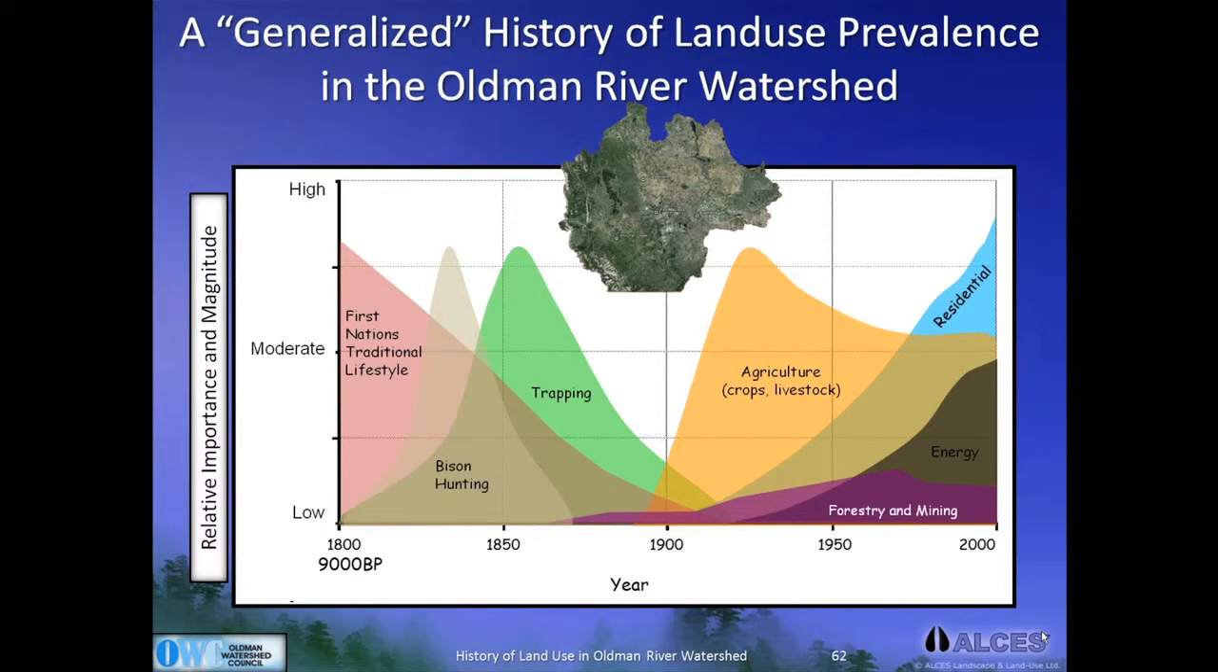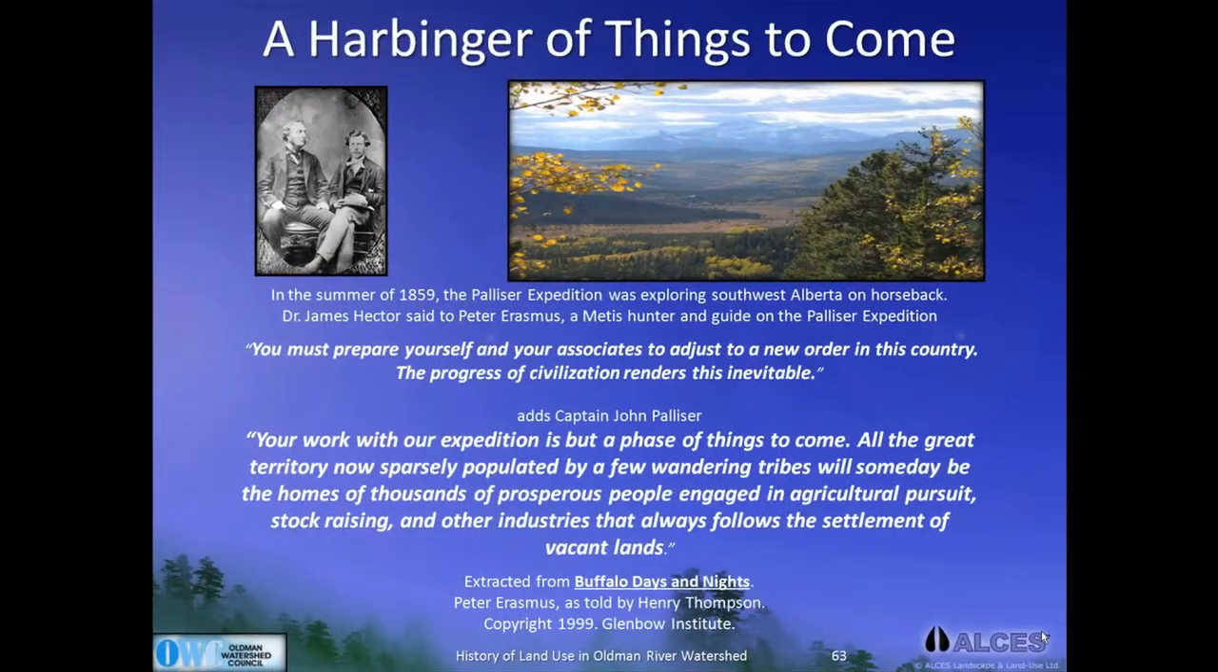But at about that point was the Palliser expedition. Interesting, as a harbinger of things to come, in the summer of 1859 the Palliser expedition was exploring southwest Alberta on horseback, somewhere probably in or very close to the Oldman watershed. And James Hector says to Peter Erasmus, who was a Métis hunter and guide in the expedition, "You must prepare yourself and your associates to adjust to a new order in this country. The progress of civilization renders this inevitable."